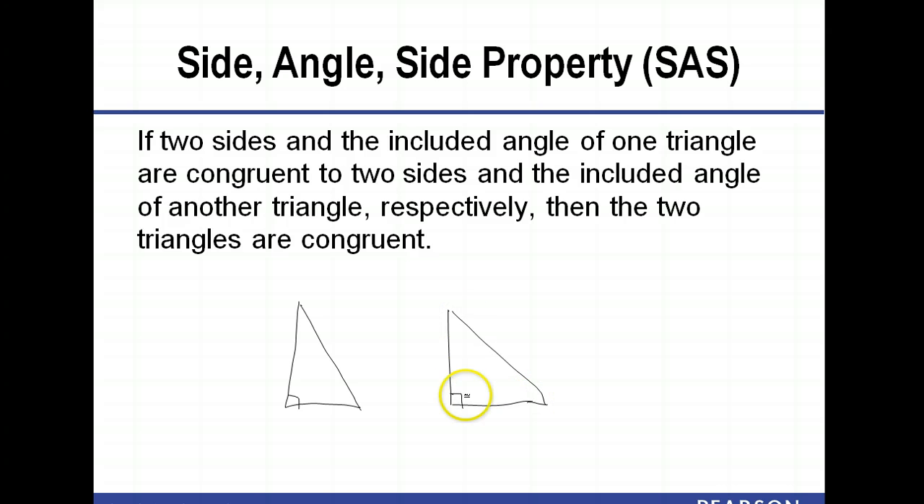So let's just say I have two triangles here, pardon the curved edge there. Okay, and I'm going to mark them specifically like this. If I knew this side and this side were congruent, I can see that these two are both right angles, so those angles are congruent.